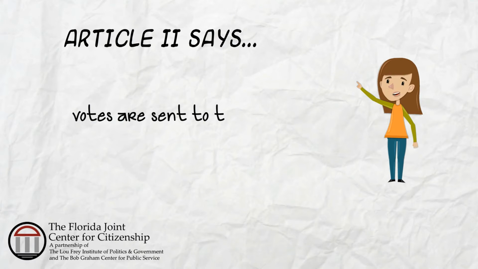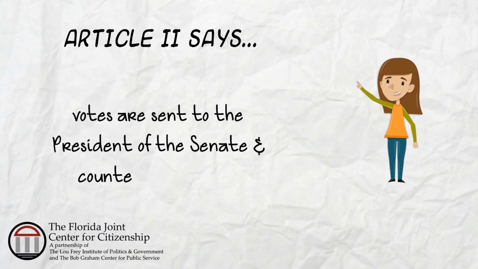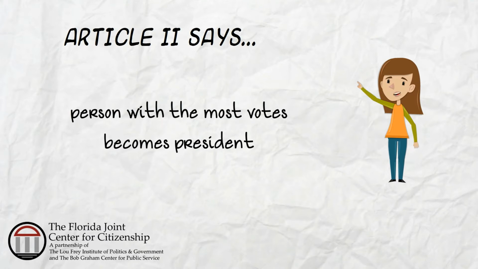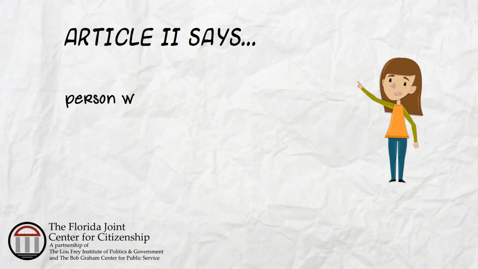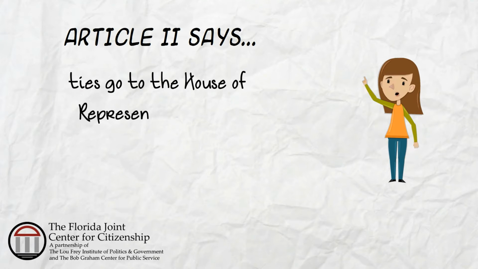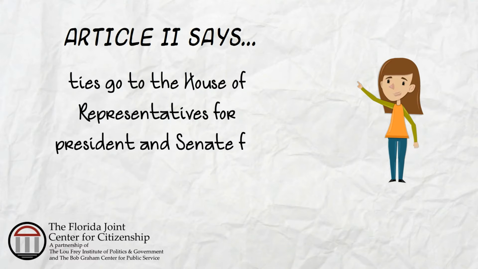The votes are sent to the President of the Senate in Washington, D.C. and counted in the presence of the entire Congress. The person with the most electoral votes becomes the president. The person with the second most votes becomes the vice president. Ties mean the House of Representatives chooses the president and the Senate chooses the vice president.